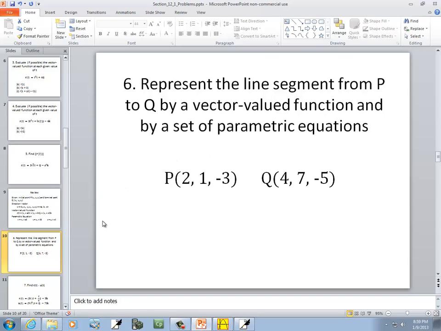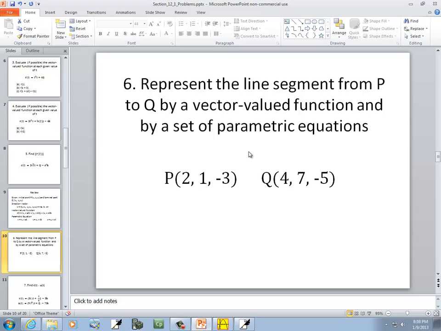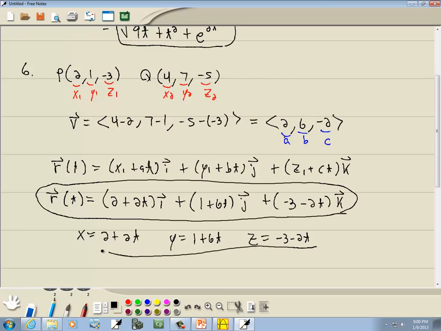Now the next part's pretty easy. x is just equal to what's before our i, so we've got 2 plus 2t. y is just what's before j, which is 1 plus 6t. And z is equal to negative 3 minus 2t. Now, this is how they actually have us leave it. So they don't try to get those combined together in any sense. Remember, sometimes you'd solve for t and then you'd equate all these, but this is where they're stopping here.